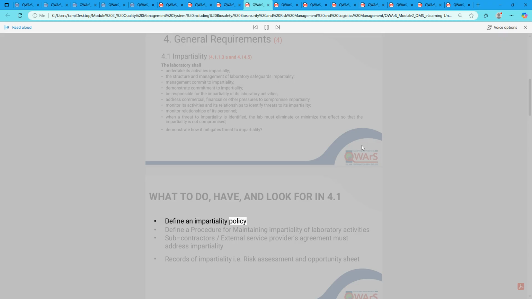Define an impartiality policy. Define a procedure for maintaining impartiality of laboratory activities. Contractors and external service providers agreement must address impartiality. Records of impartiality, i.e. risk assessment and opportunity sheet.